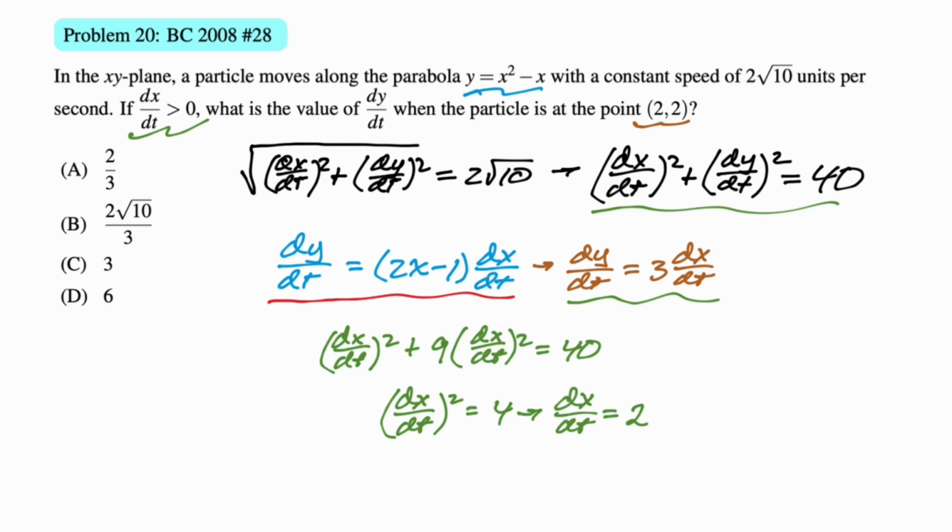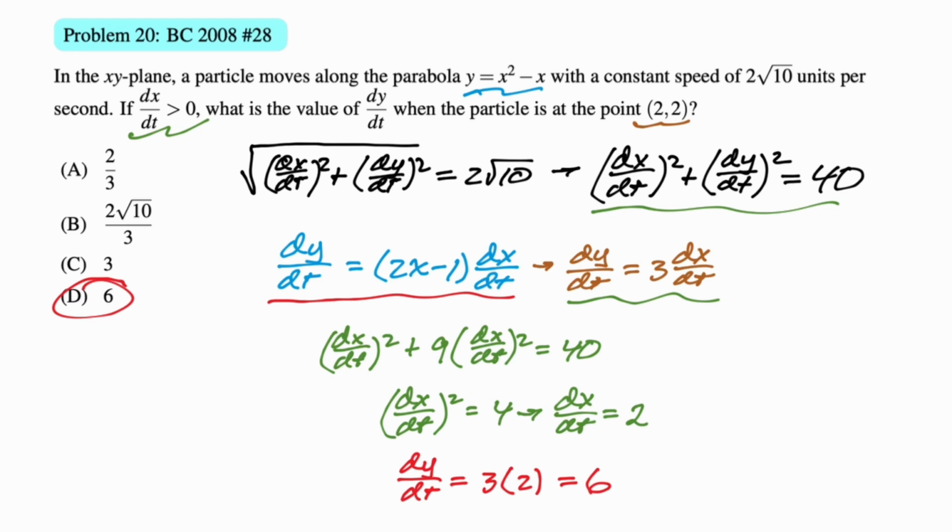Now, if you go back to this, dy dt is the quantity 2x minus 1 times dx dt. We found dx dt is 2. We know that we're at the point 2, 2, so x is 2. So we're just going to plug in for x, we're going to plug in for dx dt. We get dy dt is 3 times 2, which is 6. I think that's a tricky question. I don't know. It has stood the test of time.